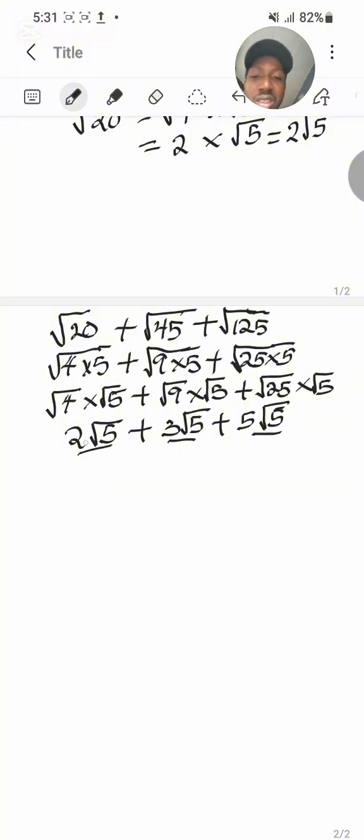So what this means is 2 root 5, that's root 5 in 2 places, plus root 5 in 3 places, plus root 5 in 5 places. So 2 root 5 plus 3 root 5 is 5 root 5. 5 root 5 plus 5 root 5 is going to give us 10 root 5. So that's the answer to this question. All right, so basically this is how we simplify basic surds.